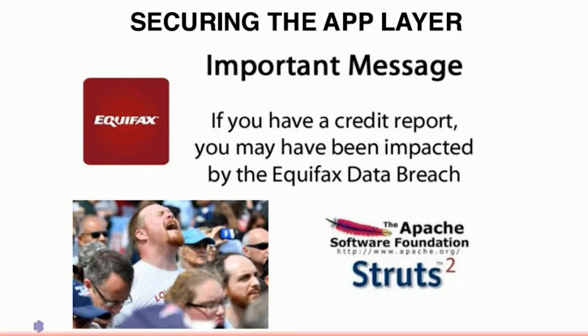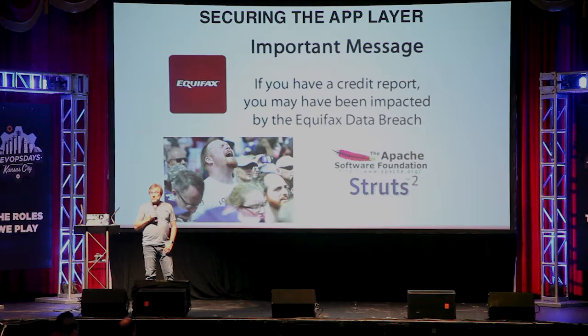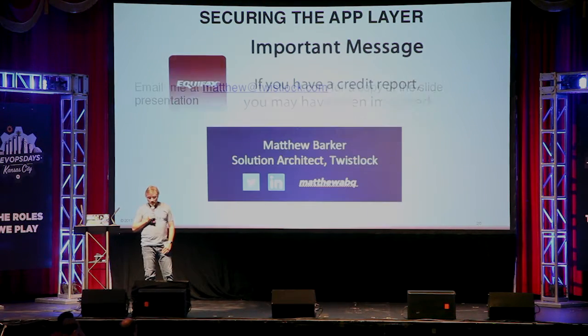Take the lesson of Equifax. They used a vulnerable version of Struts 2. 143 million people's private records were released. And there was a fix for that 2 months before the breach.